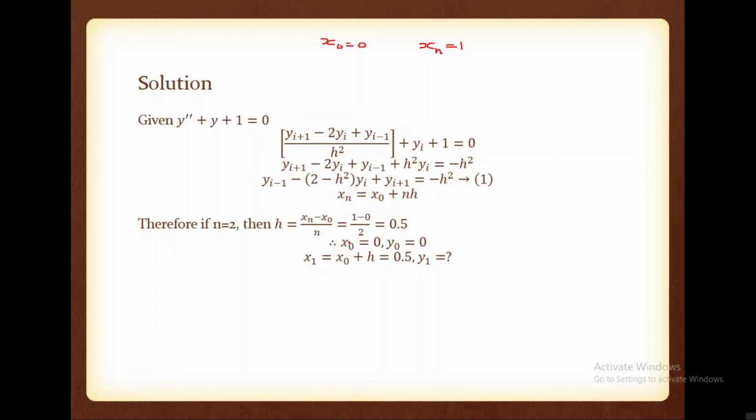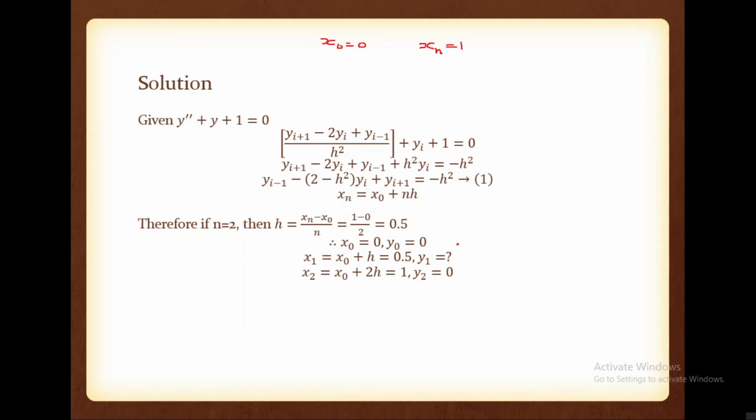So the first value is x0, the second value is x1. What is the next value? x2. x2 is equal to x0 plus 2h, that is equal to 1. That is also given. x2 is 1, and corresponding to x2 equal to 1, y2 equal to 0. If x equal to 1, y equal to 0, that is given.